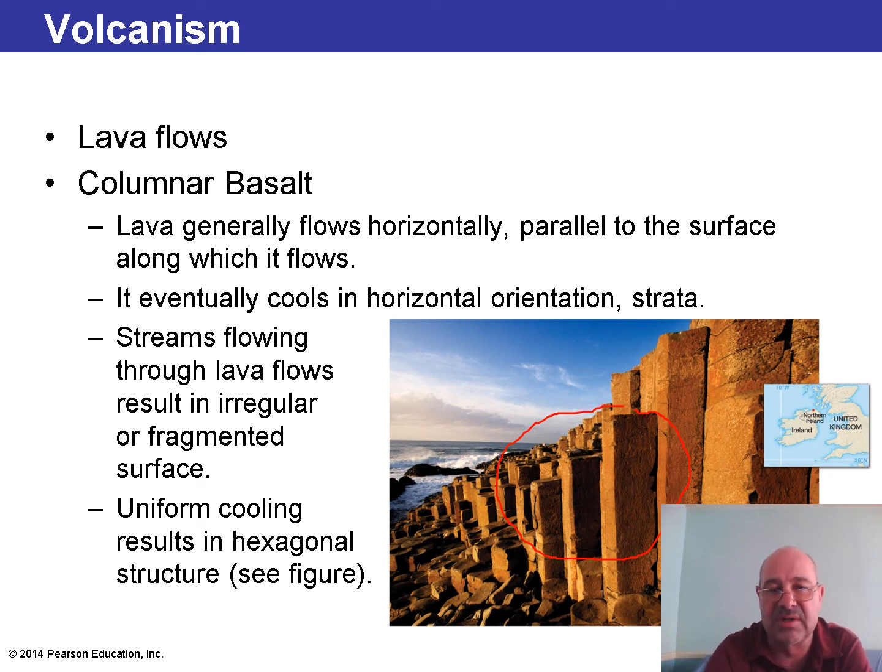It eventually cools in horizontal orientation strata. So eventually it's going to cool off. And a lot of this is because it's aligning itself. Streams following through lava flows result in irregular or fragmented surfaces. Uniform cooling results in hexagonal structure.